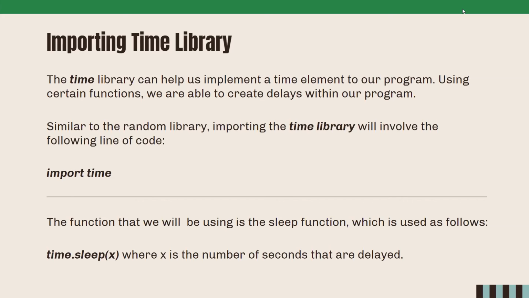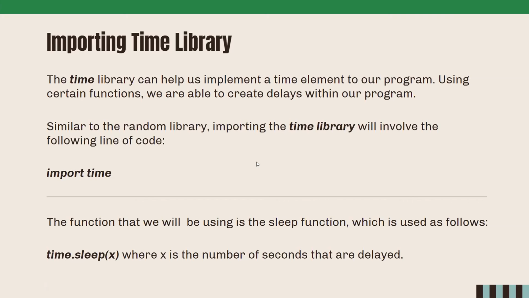And the function that we'll be using from this time library for our purposes will be the sleep function. So right now we see it's time.sleep(x), where x is the number of seconds of delay. Normally when your computer is trying to run code, it will try to run everything as fast as possible.